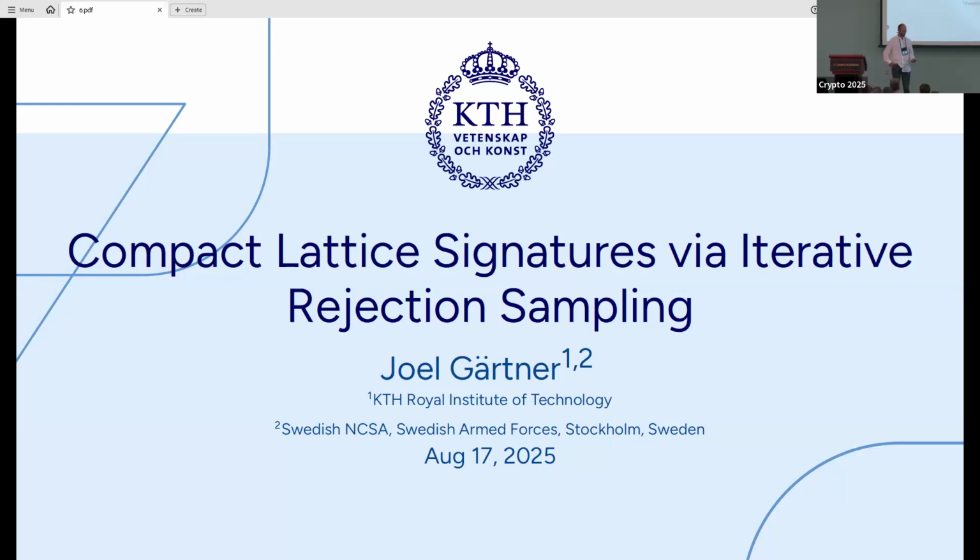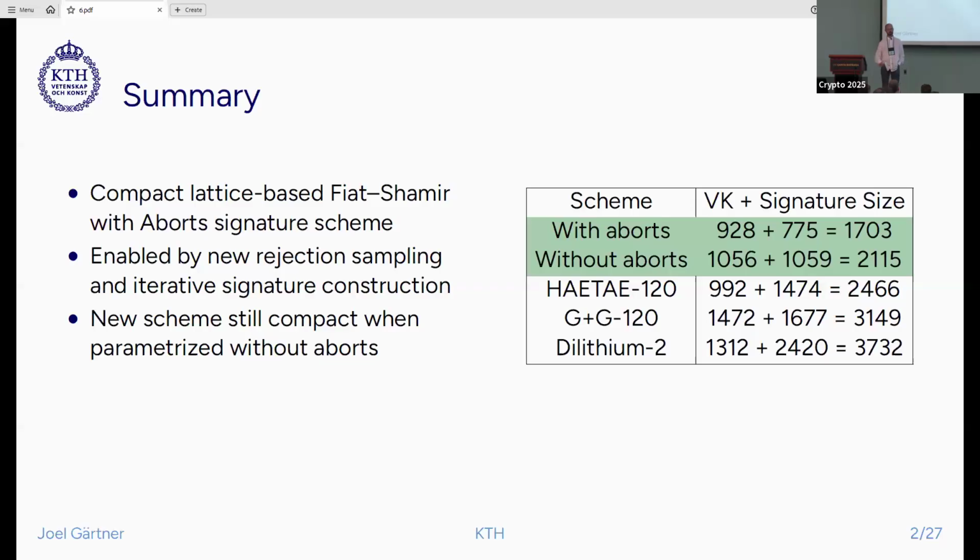Thanks for the introduction, and I'm very grateful for having received these awards. In this work, I have developed a new lattice-based Fiat-Shamir with aborts signature scheme. And this new scheme is significantly more compact than previous comparable alternatives.